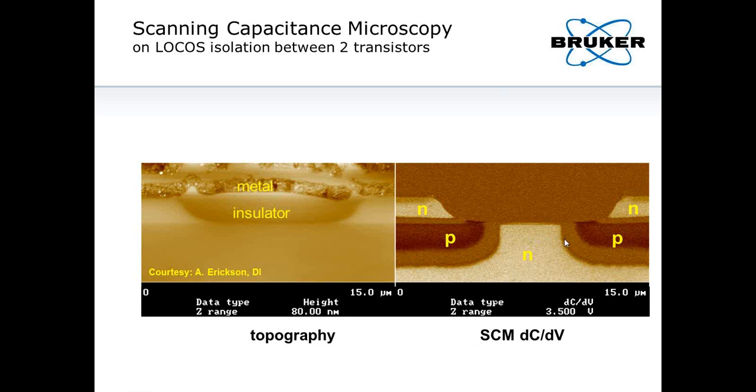Here is one example to show what it can do. At left is the topography, and on the right is the SCM image. And clearly you can see not only the doping concentration in different regions, the N region, the P region, and the depletion region in between. It tells you whether it's N-type or P-type semiconductor, or N or P doped.